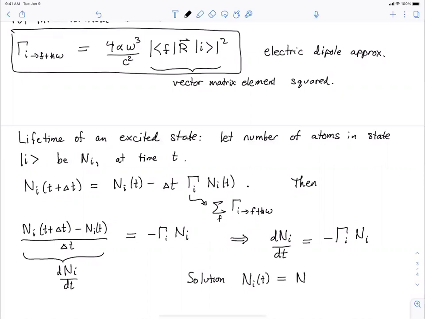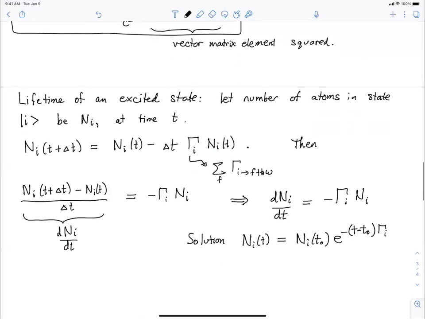This is the number of atoms present at some initial time times e to the minus (t minus t0) times gamma sub i. Okay, and so it's in that sense that this is related to the lifetime. So the lifetime is defined to be the time needed to decrease the number of atoms by a factor of 1/e.